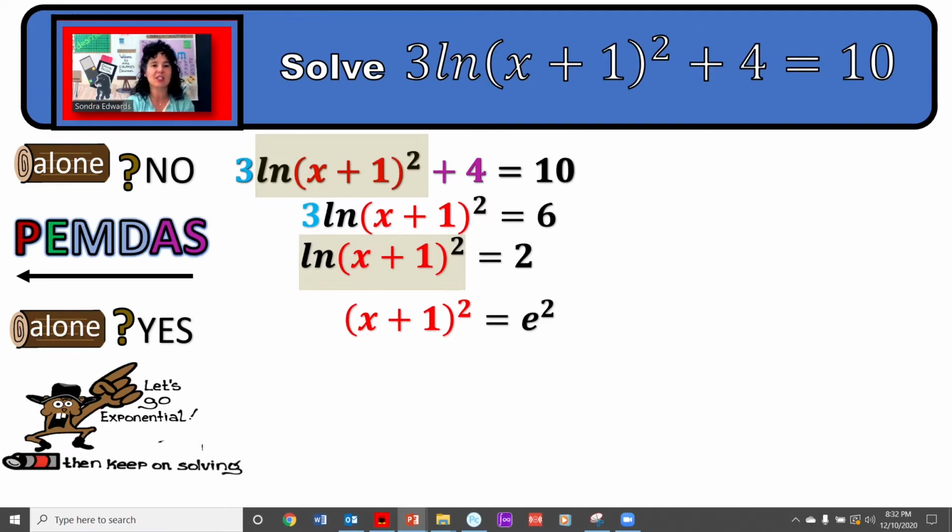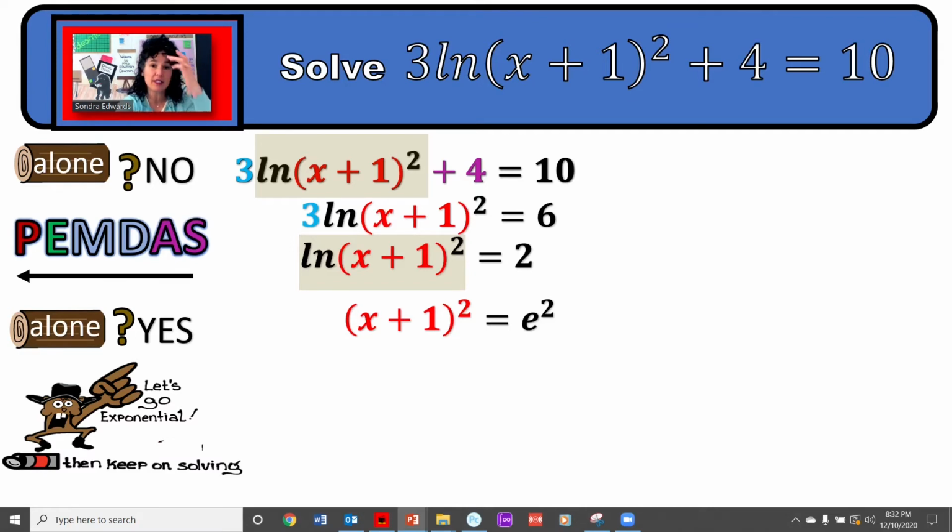In other words, we're just going to solve now for x. So quick reminder just from the top. Is the logarithm alone? No. So we get the logarithm by itself by undoing the order of operations. And as soon as the logarithm is alone, we go to exponential form. And now we just keep solving for x.